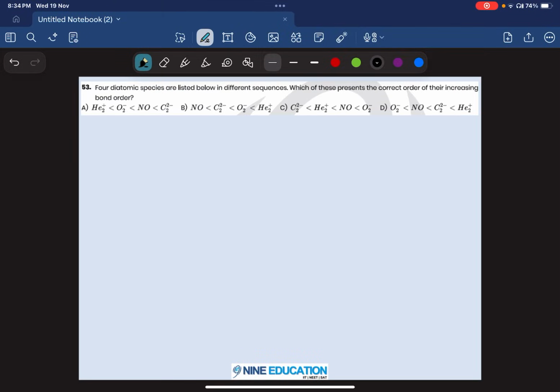Four diatomic molecules are listed here. Which of these represent the correct order of their increasing bond order? So, for this question, we need to use the electronic configuration and we know that bond order formula is equal to number of bonding electrons minus number of anti-bonding electrons by 2. That is one way of doing this question.